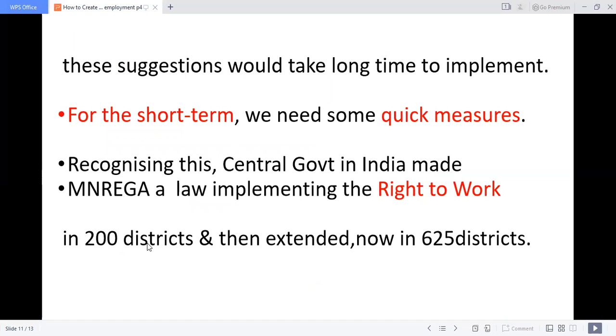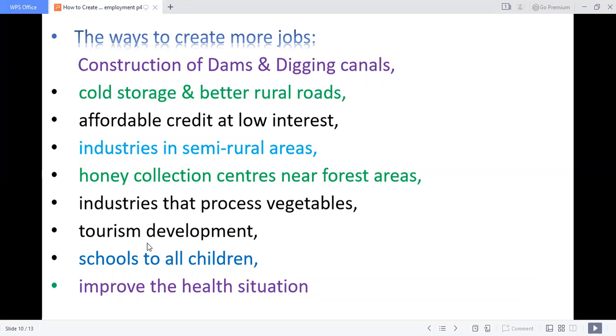Even though these suggestions would take a long time to implement, see, the construction of a dam is not a one-day process. It will take many years. The government has to give the proposal, make it law and start construction. It will take a long duration, as with cold storage and affordable credit. So these things will take a long time.